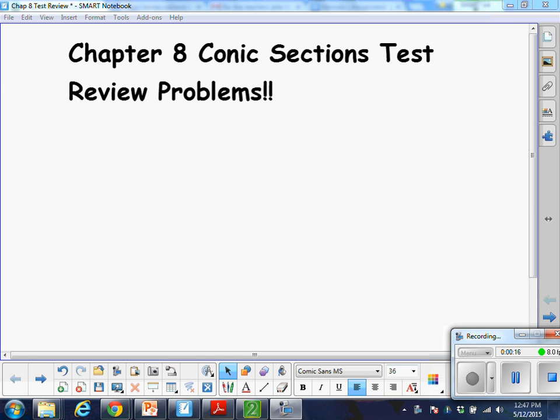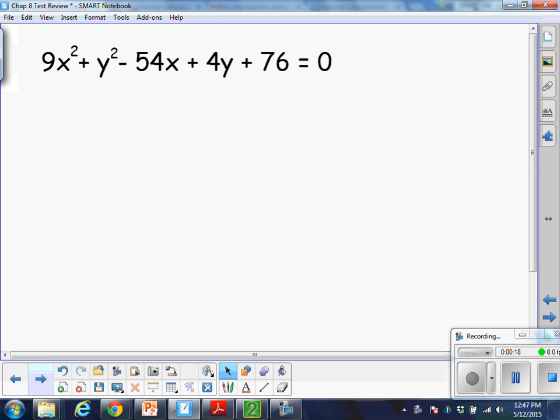The first type of problems you'll probably see are something like this, where they just give you an equation that looks like a big long string of variables and x's and y's and y squareds and all that stuff, and we need to figure out what it is.